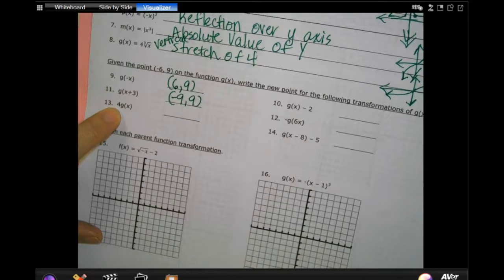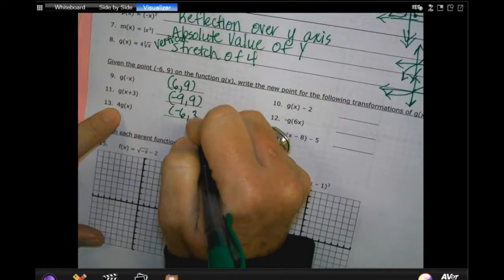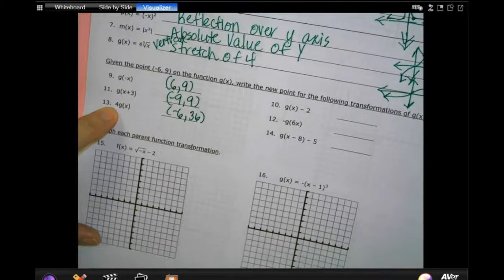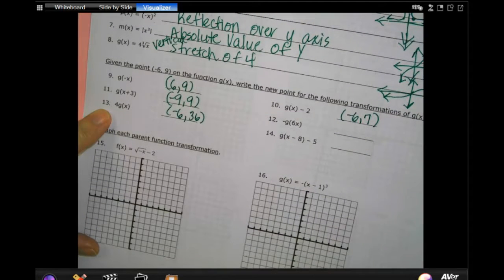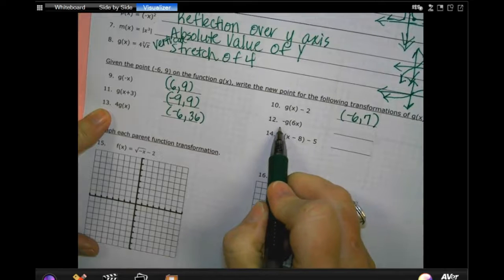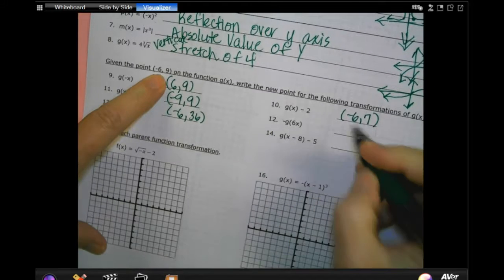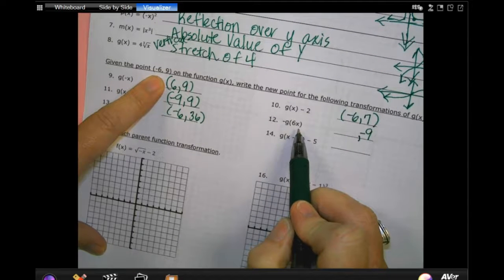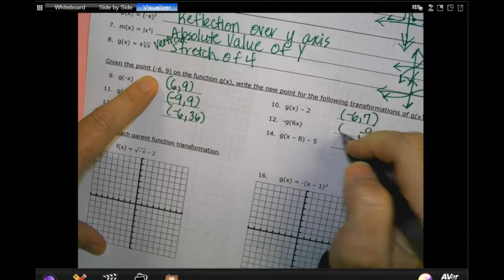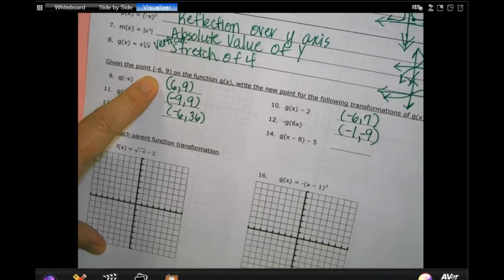The 4 on the outside, which variable do I multiply? Y. So I get -6, 36. The -2, does that go for the x or the y? The y. So I'm going to have -6, 7. So the negative on the outside, which variable does that affect? Y. So the 9 becomes negative. And the 6 on the inside, x or y? X, multiply or divide? Divide. So it's -1, -9.